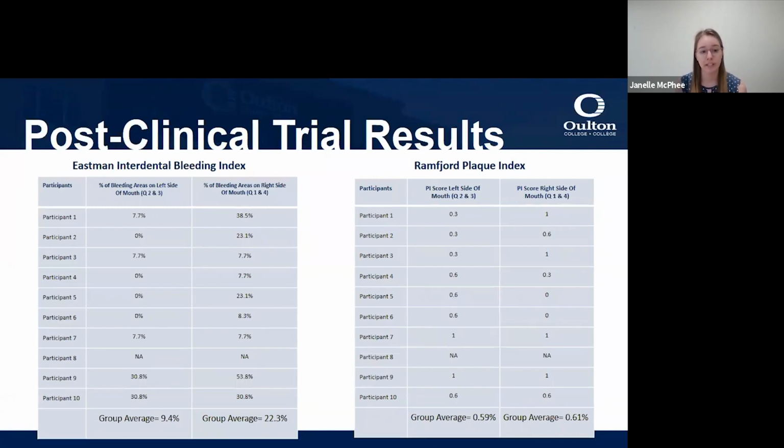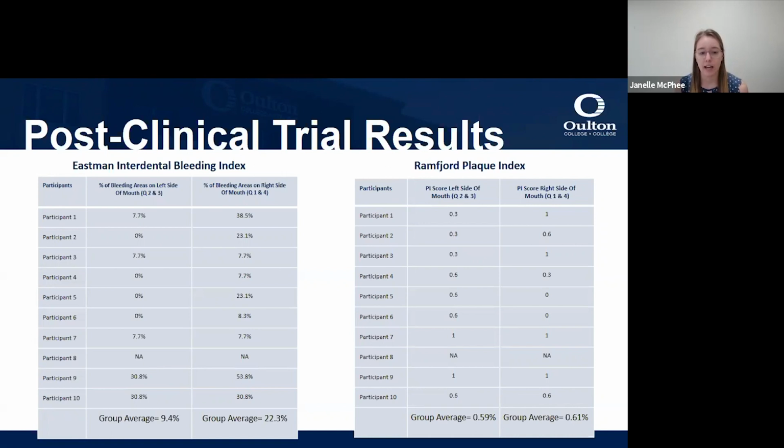So again, we looked at Eastman interdental bleeding index first, and we did it by half the mouth. The percent of bleeding area on the left side of the mouth, quads 2 and 3, which is the side that we spool flossed, actually had a group average of 9.4% after using the floss for 2 weeks. So that was a big difference compared to the preclinical trial result of 27.02%. So there was a drastic change in that.